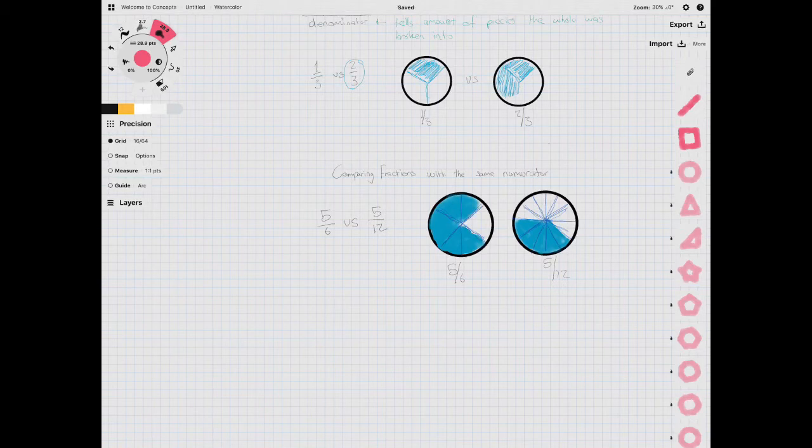Well, I know that just by looking at this now, 5/6 is going to be bigger than 5/12. All right, and I could explain that with words, saying that 5/6 is bigger because it has the same amount of parts, but each of those parts is bigger.